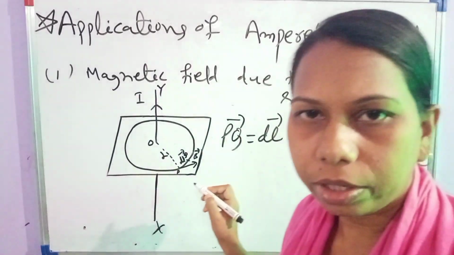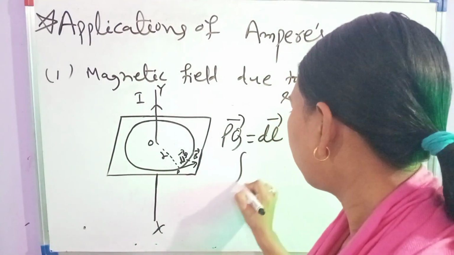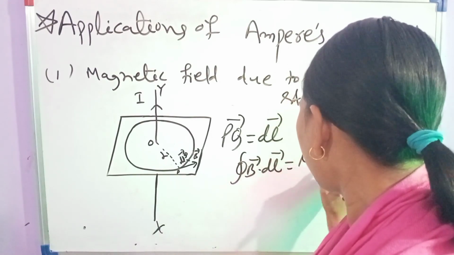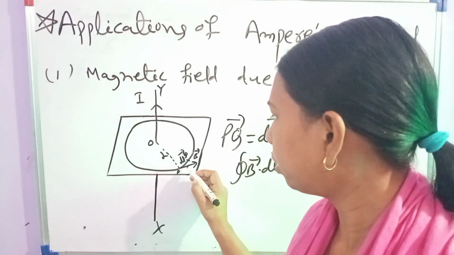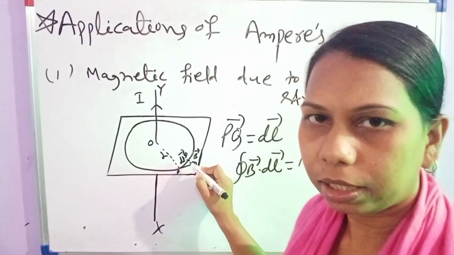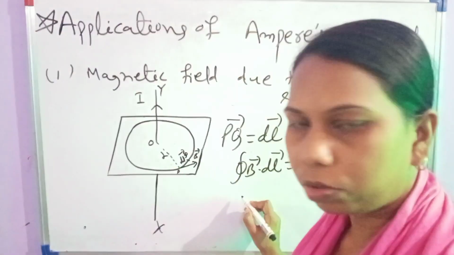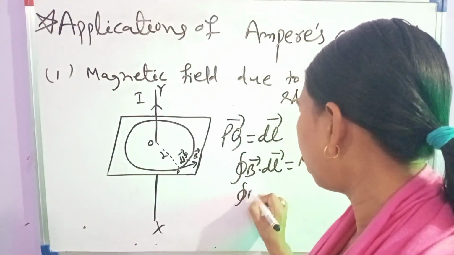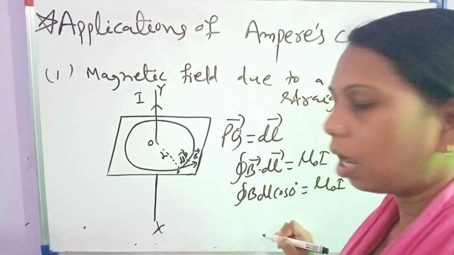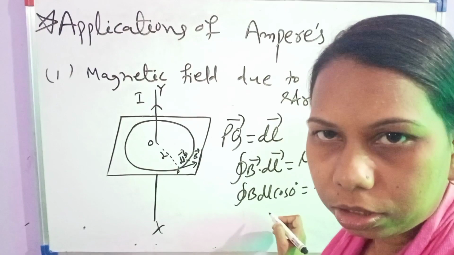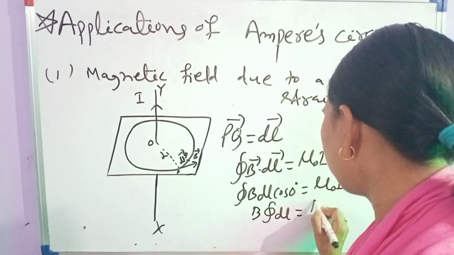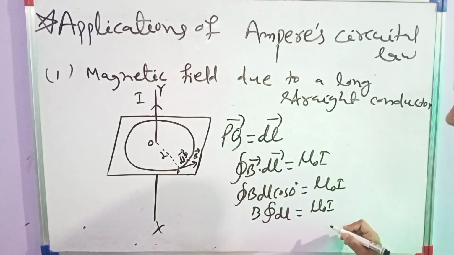Then according to Ampere's circuital law, closed integral of B dot dl equals mu naught I. From the diagram it is clear that the direction of B and dl will be the same, so the angle between B and dl will be 0 degree. So closed integral of B dl cos 0 degree equals mu naught I. We know that cos 0 equals 1, so B closed integral of dl equals mu naught into I.